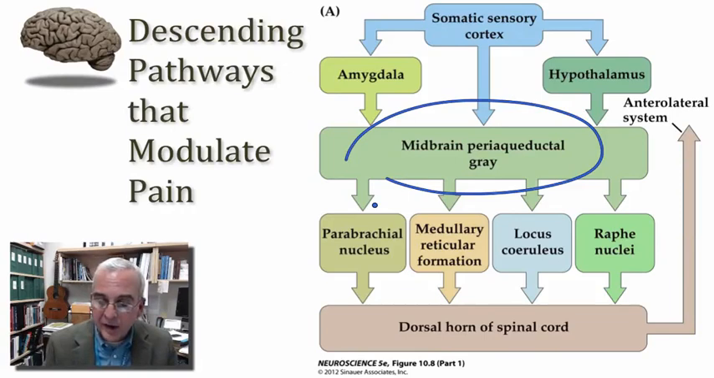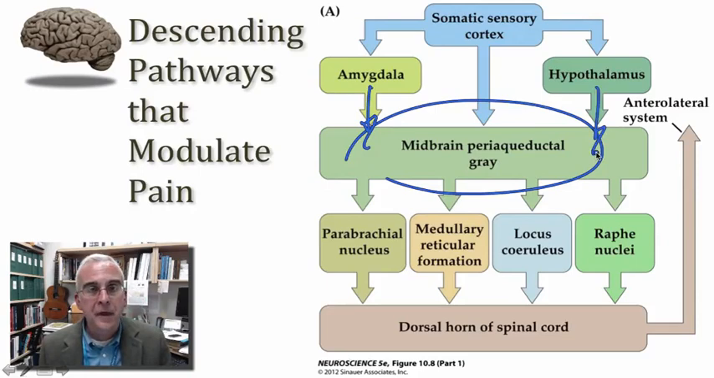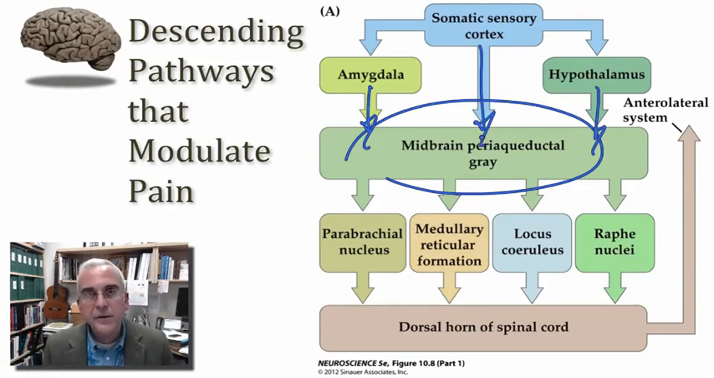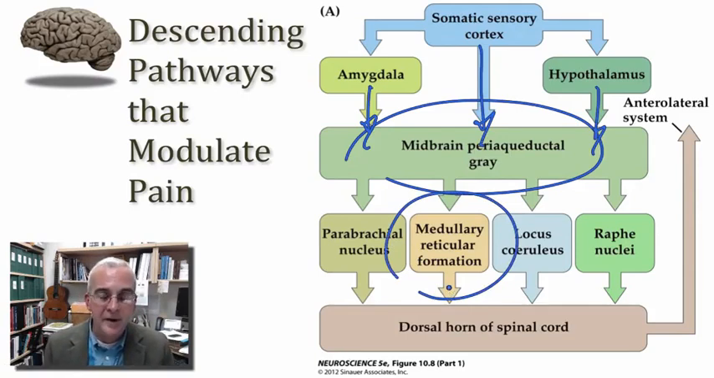The periaqueductal gray is receiving input from structures in the forebrain, such as the amygdala and the hypothalamus. These are structures that are involved in our emotional experience and expression. The periaqueductal gray receives input from the somatic sensory cortex and from the insular cortex, and together these inputs are integrated. The output of the periaqueductal gray goes to other parts of the brainstem, in particular the reticular formation that's present in the medulla. And from this part of the reticular formation, we have inputs that terminate in the dorsal horn of the spinal cord.